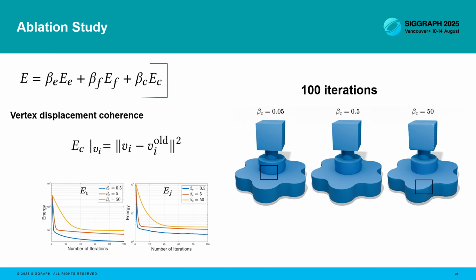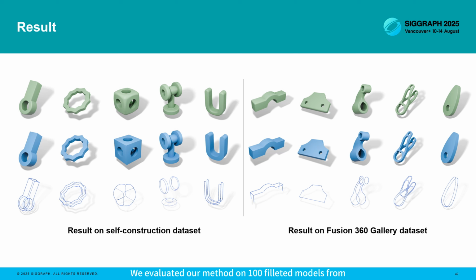The last term, vertex displacement coherence, controls the smoothness of the deformation and ensures the stability of the optimization. When its weight is too small, it may lead to the generation of non-manifold geometry. On the other hand, if the weight is too large, the optimization becomes overly conservative, requiring more iterations to recover the desired shape. We evaluated our method on 100 filleted models from both our self-constructed dataset and the Public Fusion 360 gallery dataset, demonstrating its effectiveness.